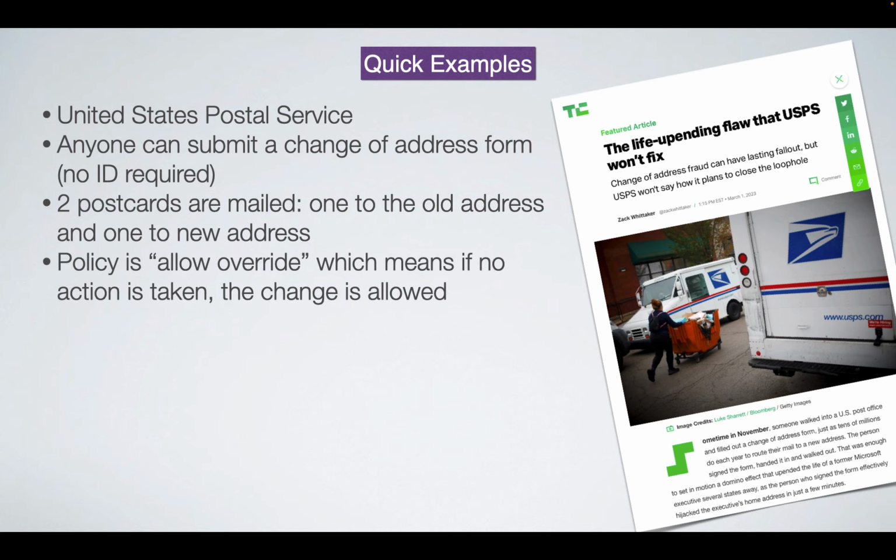So there is a policy in place that's meant to prevent this, but it's arguably not the best policy. We call this policy allow override. Allow override means that if no action is taken, then the change is basically implemented. We send the postcard, and if we don't hear anything, we assume it's okay, and then we proceed. Have we seen this before? Anyone remember where we've seen this type of allow override policy?